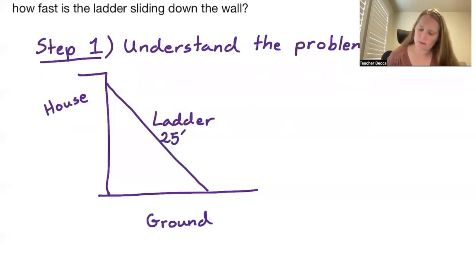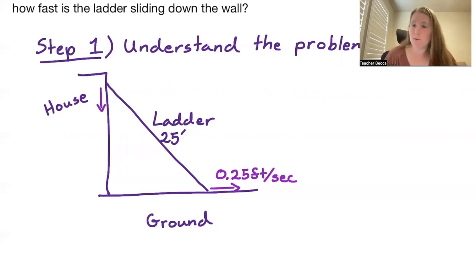And it is moving away. The bottom of the ladder is moving away from the house at 0.25 feet per second. Of course, as the bottom of the ladder moves away, the top of the ladder must be moving down, which is what we want to know.